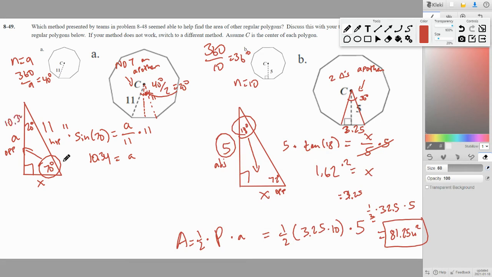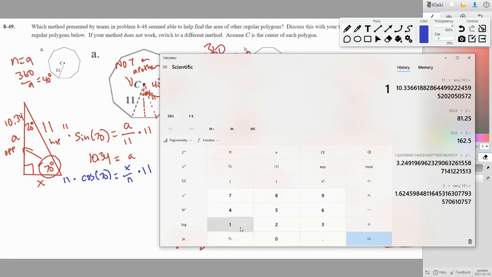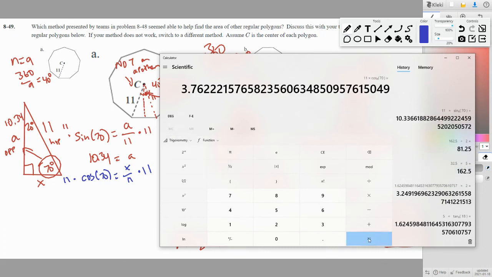And then might as well just use trig again. This time, use cosine of 70 to find x. So might as well change the color here. Okay, so cosine of 70 equals x over 11. Multiply by 11 once more. And so I'm going to do the same thing, 11 times, but instead of sine, I'm going to use cosine of 70. And you should get 3.76. So that's important. So x equals 3.76.